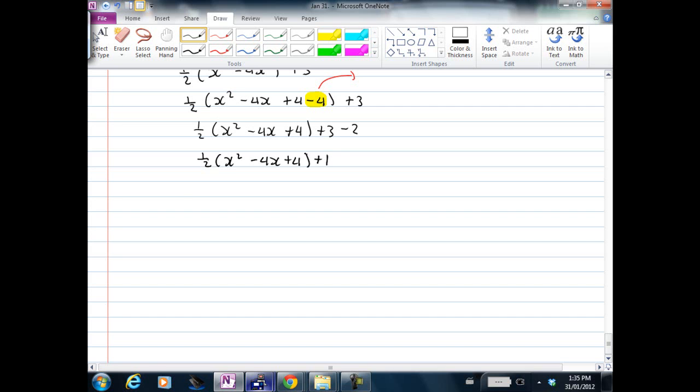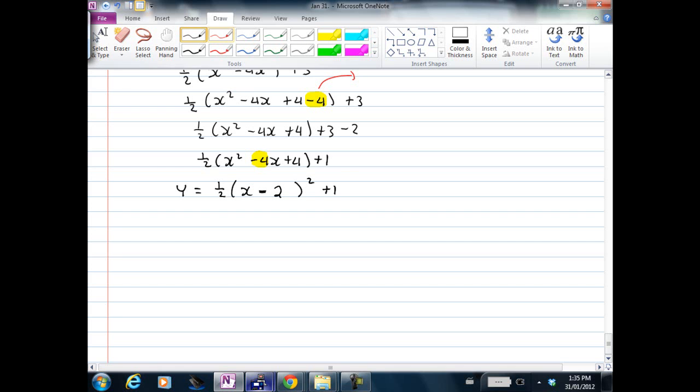Crystal, what's your final answer? Y equals 1/2. Crystal, what is it? I'll give you a hint. All you're going to do is fill in this bracket right now. Close. Very, very close. Not plus 2. So you look at the number in front of x. This is a minus 4. So you divide that by 2. Minus 2.